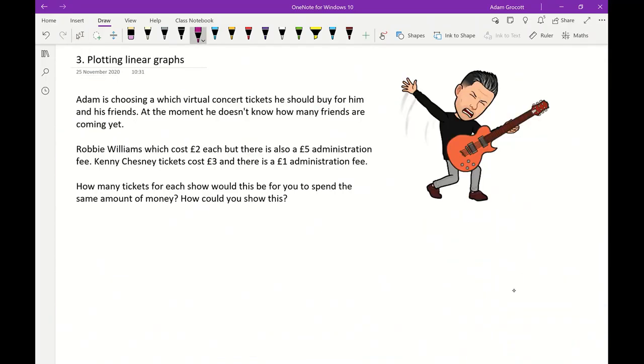Number 3, plotting linear graphs. Yes, I can do that straight away here in OneNote. I'm going to go and buy some Robbie Williams tickets, which are very cheap. They cost £2 each. I don't know how many I'm going to buy, but I do know that there's a £5 administration fee. Oh look, this looks like a linear equation.